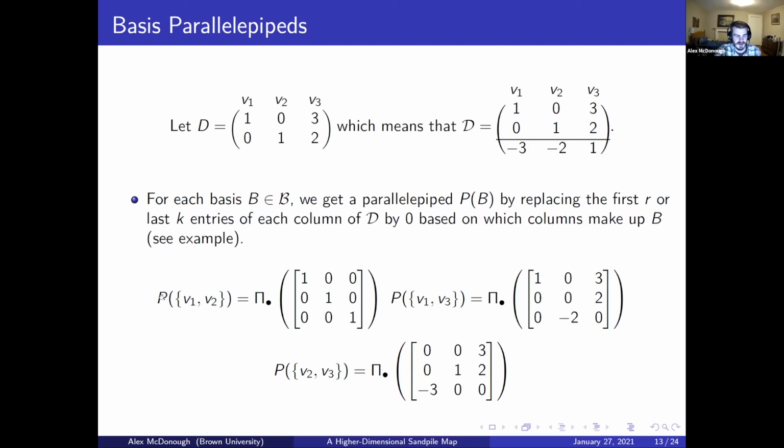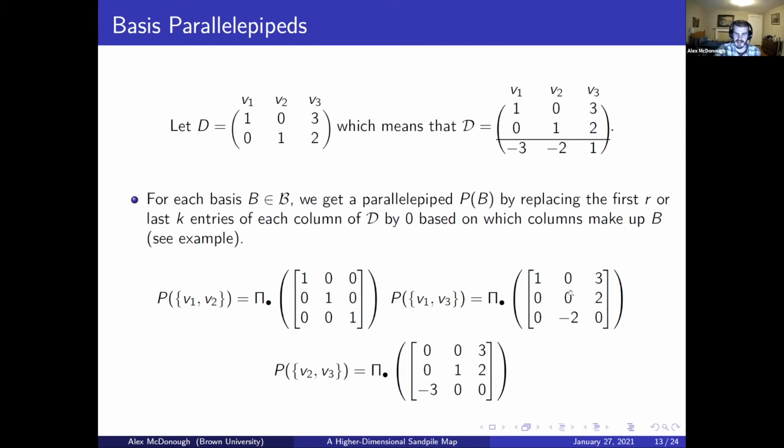The way that I get my parallelepipeds is for each basis, I look at each of the 3 columns and ask, am I in my basis or am I not? V1 is in the basis, so everything below the line turns into 0. V2 is in the basis, so everything below the line turns to 0. V3 is not in the basis, so everything above the line is going to turn to 0. And we're going to do the same thing for each of these 3 pieces.